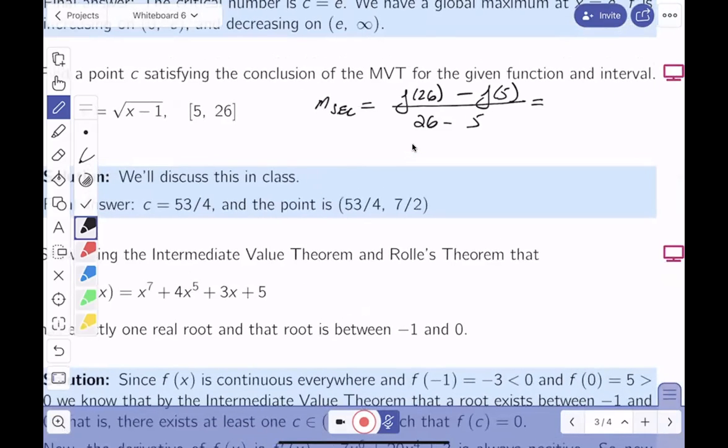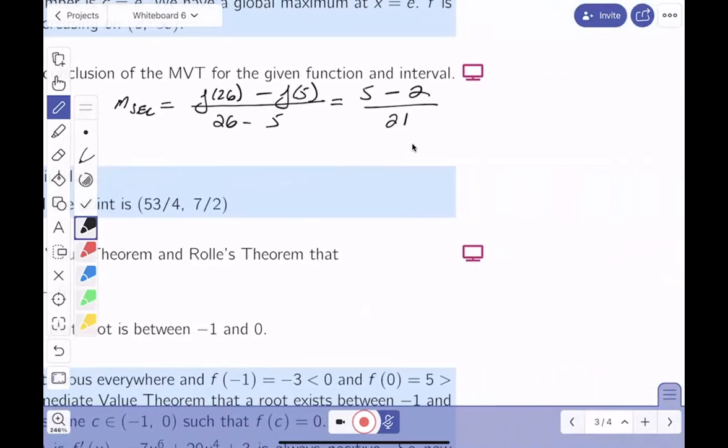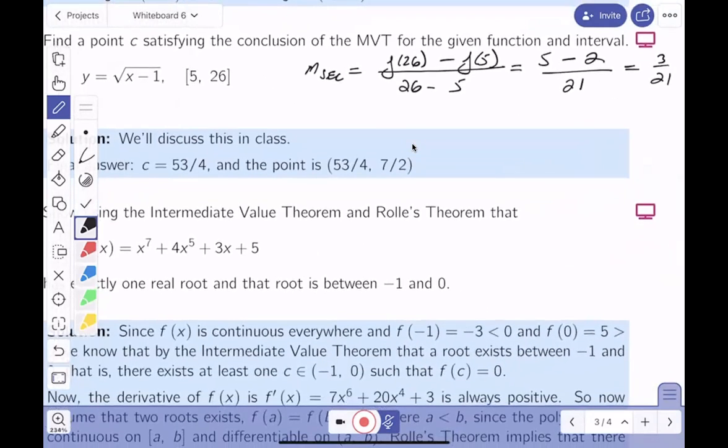What's f of 26? That's going to be 5. What's f of 5? Well, 5 minus 1 is 4. Square root of 4 is 2. 26 minus 5 is 21. 5 minus 2 is 3. 3 over 21 is 1/7. Right. Their claim is this: I'll be able to find a c on the open interval between 5 and 26 such that f prime of c would equal 1/7. I'm sorry, not 3 over 20, 1/7. I'm sorry.